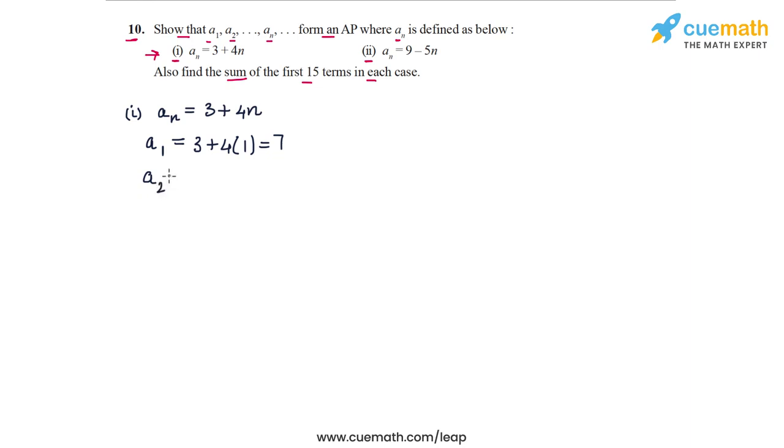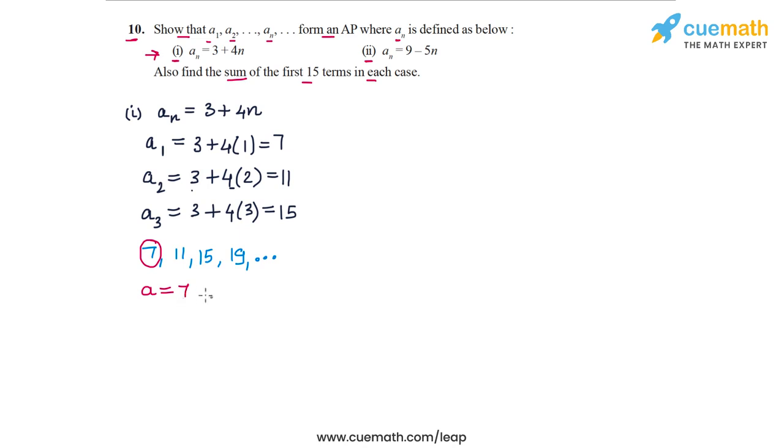If I put n equal to 2, then a2 will be 3 plus 4 into 2, that's 3 plus 8 or 11. If I put n equal to 3, then a3 is 3 plus 4 times 3, that's 3 plus 12 or 15, and so on. So the sequence that I'm getting is 7, 11, 15, and the next term, you can check, a4 will be 19, and so on. Clearly this is an arithmetic progression with the first term a equal to 7 and the common difference d equal to 4, the difference between any pair of consecutive terms.